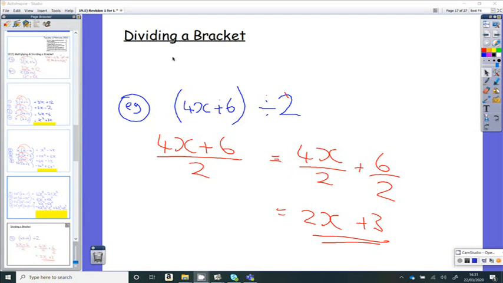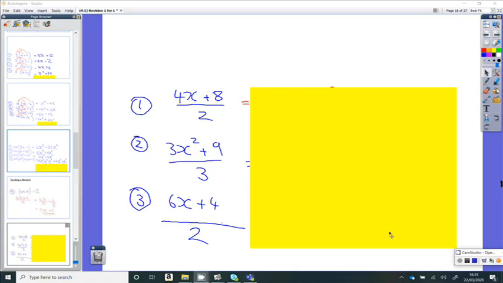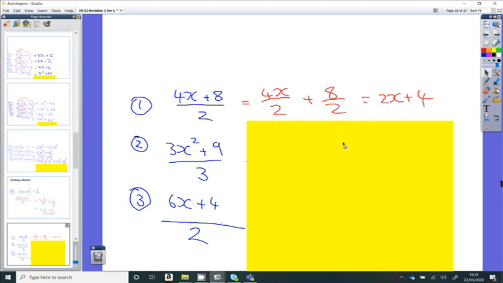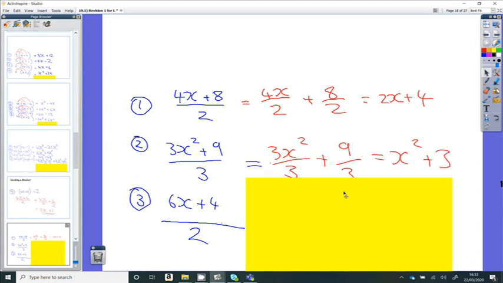So moving on to dividing a bracket. So say for example we've got 4x plus 6 to be divided by 2. Now we need to divide each of the terms in turn by 2. So what's half of 4x and what's half of 6? So half of 4x is 2x and half of plus 6 is plus 3. So here are some for you to have a go at. So pause the video. So 2x plus 4, x squared plus 3 and 3x plus 2.